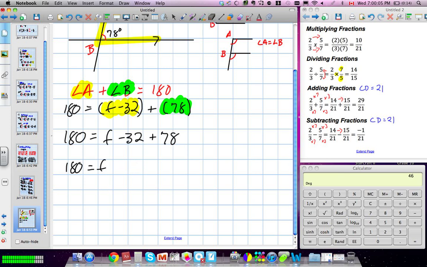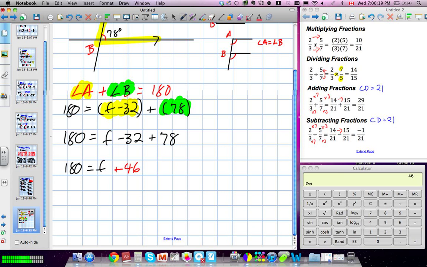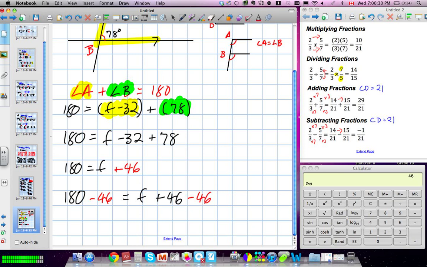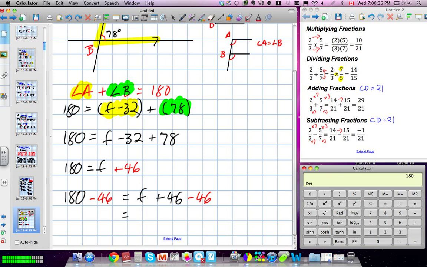Now what do I do? I'll put this in red so you can see. Now you subtract 46 from what? From both sides. Good. So we take 180 and we're going to subtract 46 from both sides. That's minus 46. 180 minus 46, what's that going to give us?